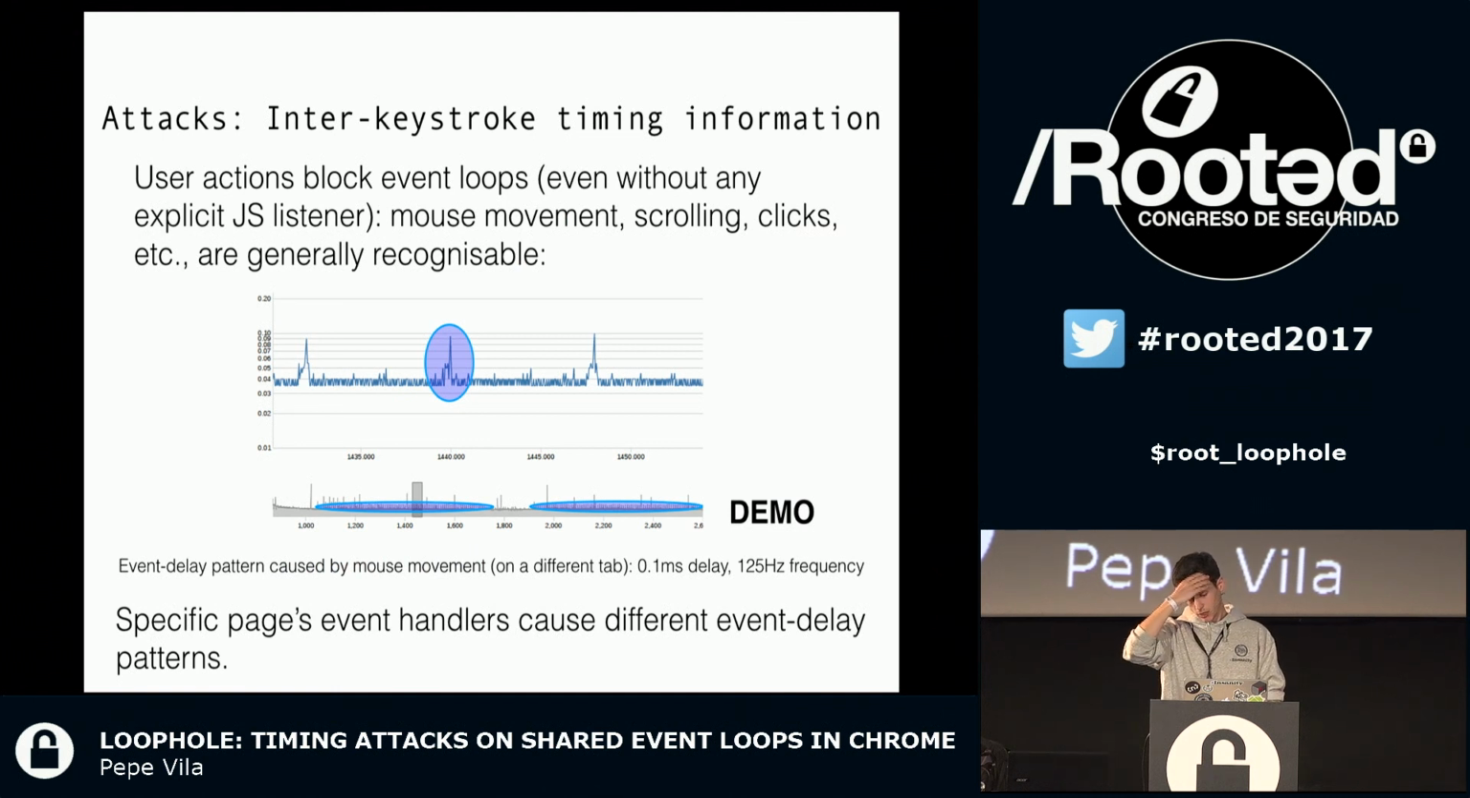And now, inter-keystroke timing information. That's the other proof of concept that I did. We've seen that the mouse displacement, scrolling, and clicks are all translated into JavaScript blocking the event loop. And usually the patterns that are generated, because of their different periodicity or shape or length, allow us to identify them.